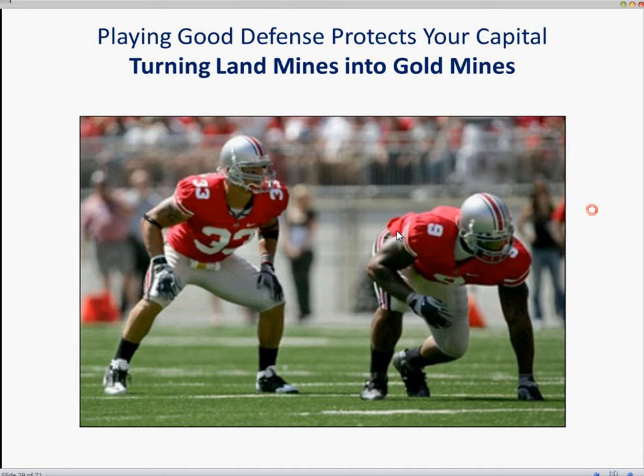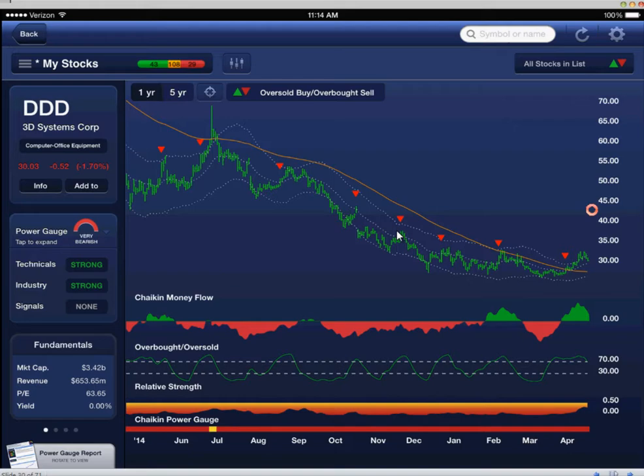We often overlook that, but you don't want to lose too much on any one trade. Second way to play good defense is if the power gauge rating turns bearish on a stock, you just get out of it. If it's in your 401k plan, there are better stocks to buy. There's a fat pitch out there waiting for you. So sell the stocks with power gauge ratings that turn bearish. Don't bottom fish. And if you're looking for opportunities on the short side, you can turn landmines into gold mines by shorting these stocks.